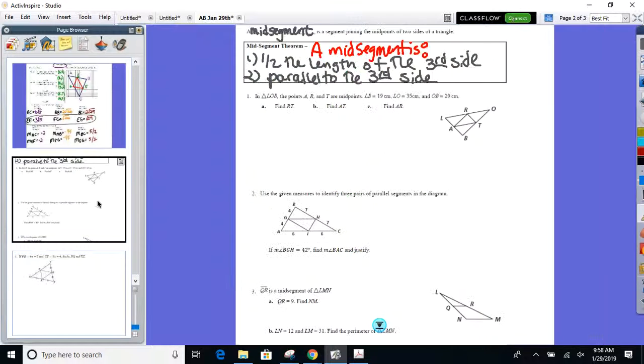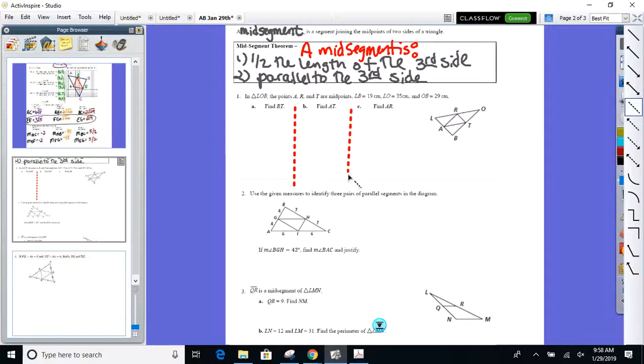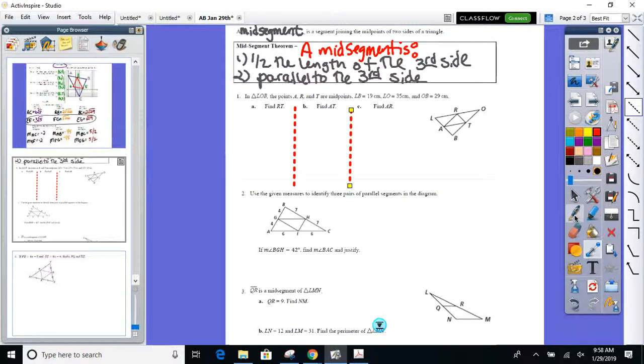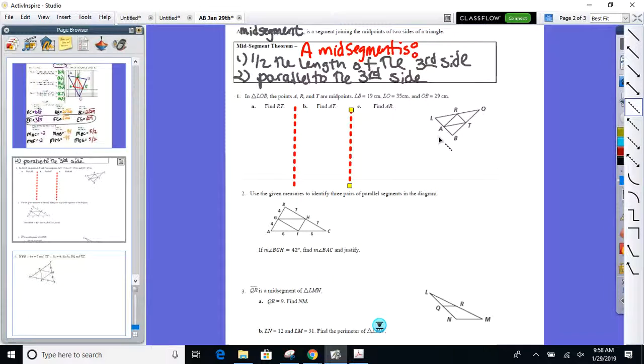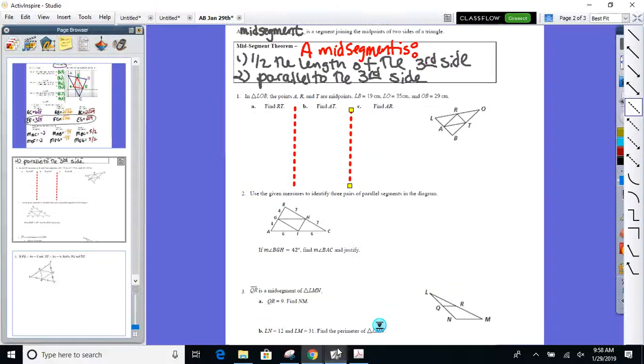All right, got your calcs ready? Here we go. Well, first, let's go to the directions. What are A, R, and T in the diagram? Midpoints. So can somebody please give me a good vocabulary term for segment RT, RA, and AT? What are all those up there? What are all those segments called? Mid-segments.